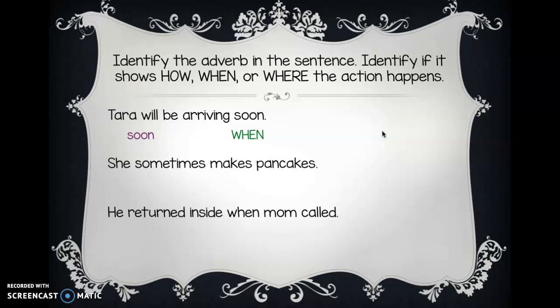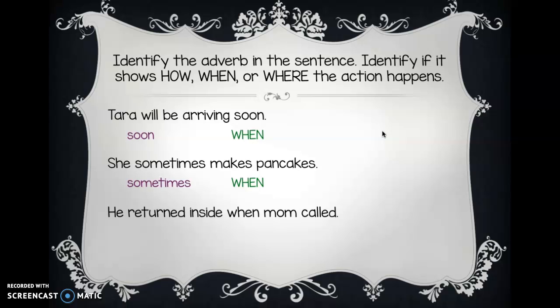She sometimes makes pancakes. Do you see a word that describes how, when, or where that action is taking place in the sentence? That's right, sometimes. What is that describing? Is it describing how she makes pancakes, when she makes pancakes, or where she makes pancakes? That's right, if you said when, she sometimes makes pancakes tells you when she makes them. Let's look at the last one.